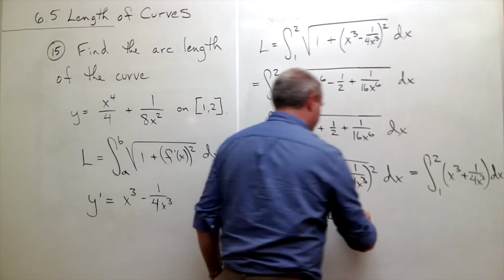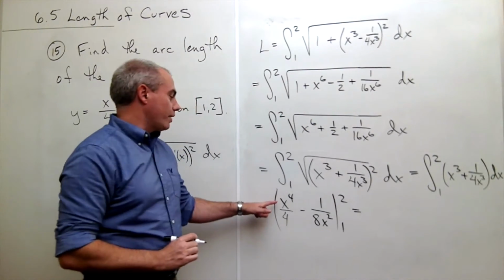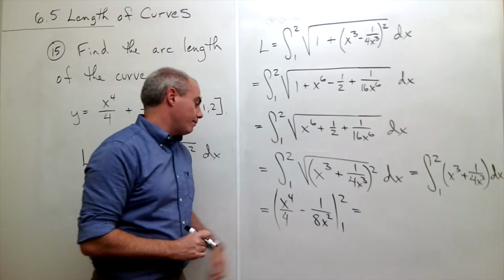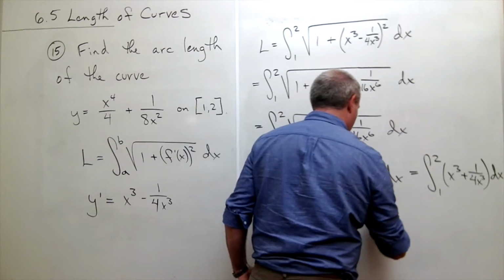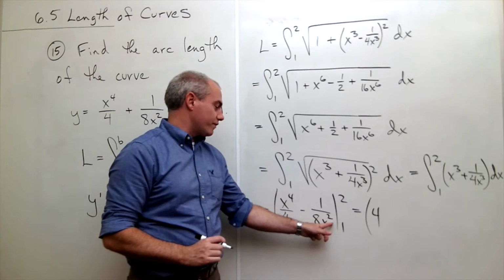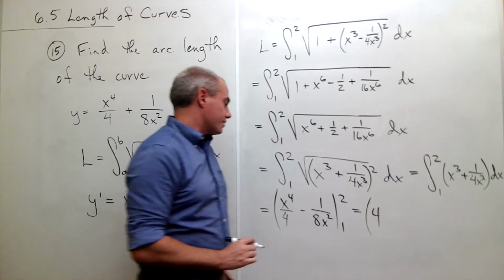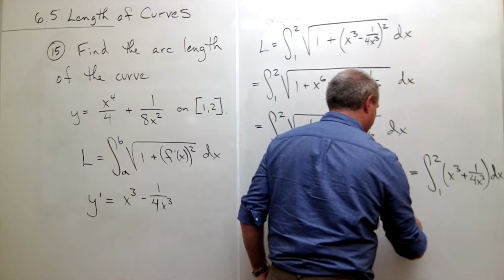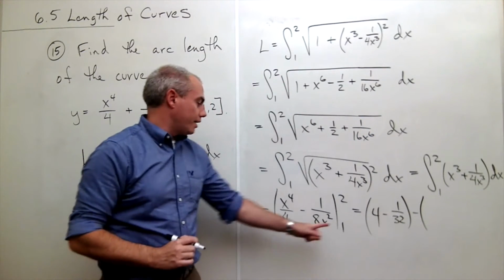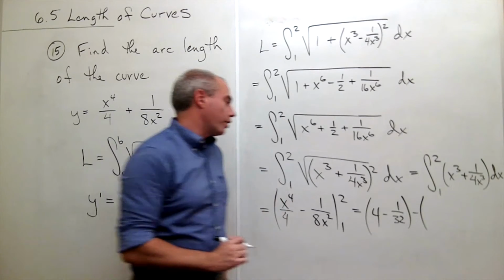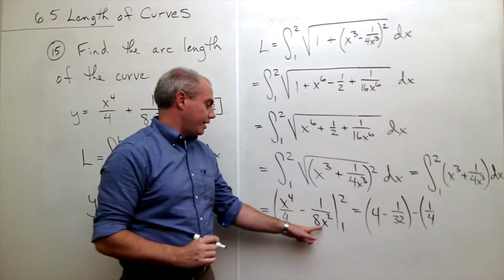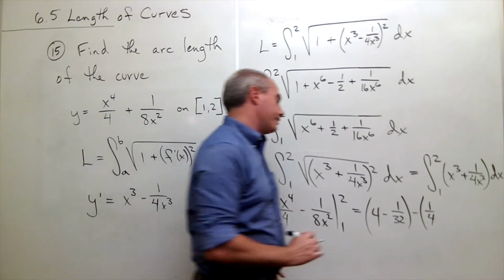Let's plug in the 2. When I plug in 2, I get 2 to the 4th, which is 16 divided by 4, which is 4. Minus, plug in 2, I get 2 squared, which is 4, times 8, is minus 1 over 32. Minus, now I'll plug in 1. I plug in 1 here and I get a 4th. And plug in 1 here and I get minus 1/8.